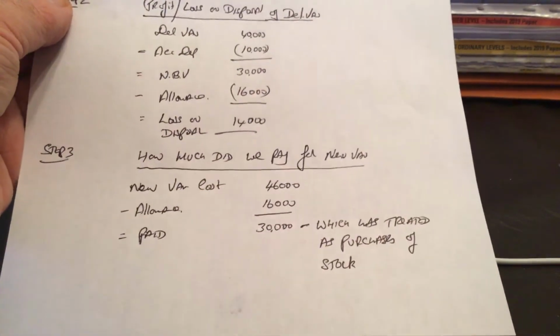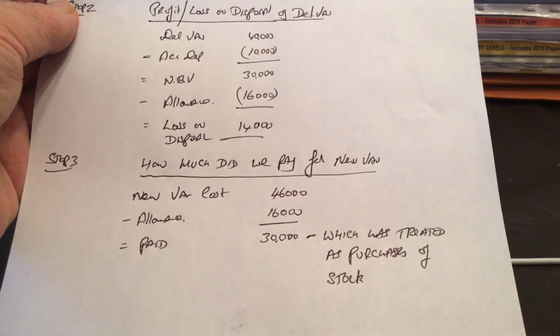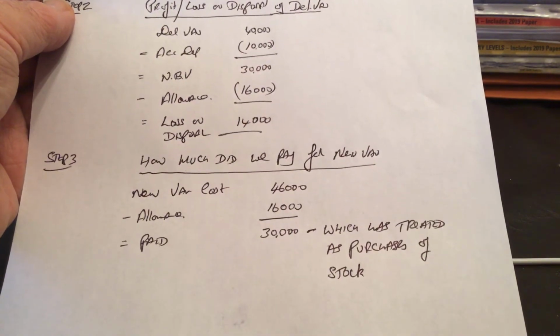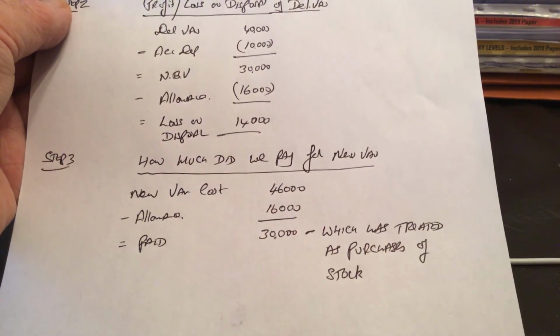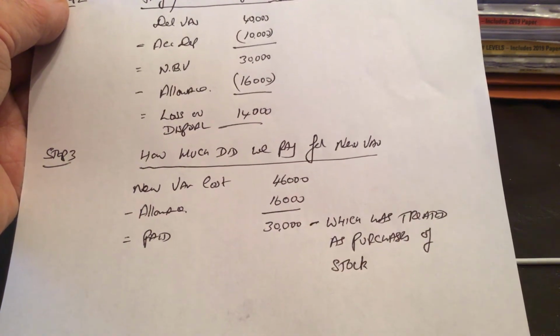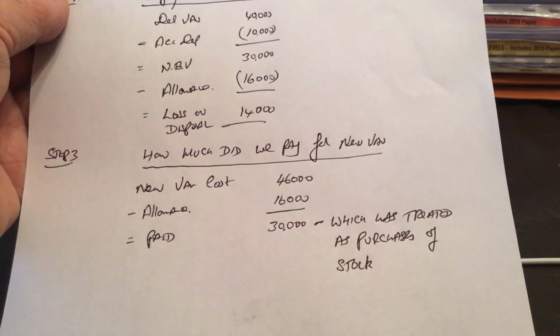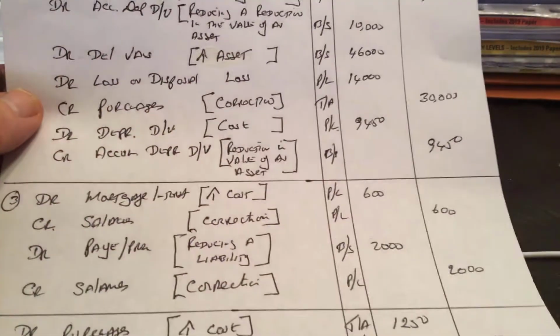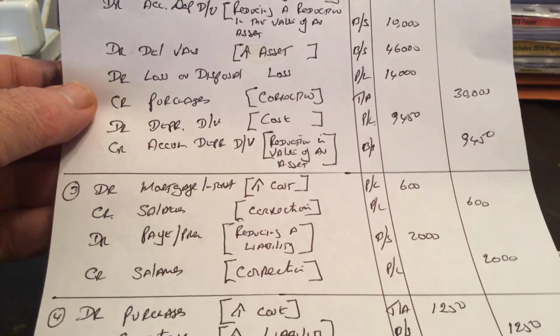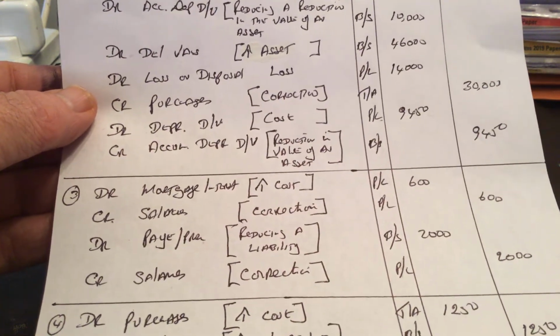Step 3: how much do we pay for the new van? Well, it cost us 46,000 and we got an allowance of 16,000, so therefore we paid 30,000. And this 30,000 was treated as purchases of trading stock, which of course is a mistake. So we go back into our adjustments and we go credit purchases 30,000 in the trading account. There's the correction of the mistake.